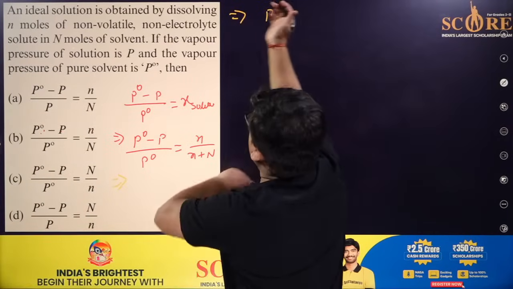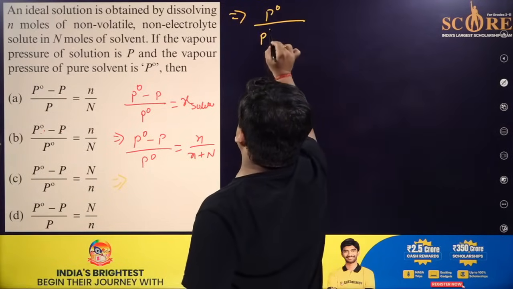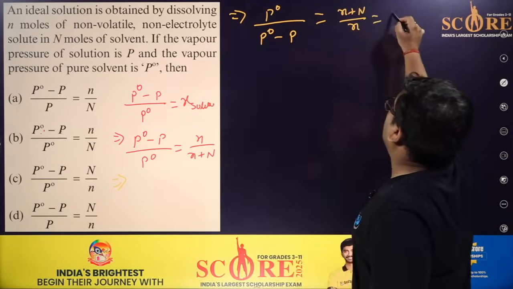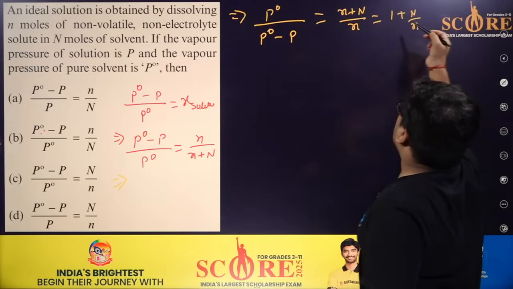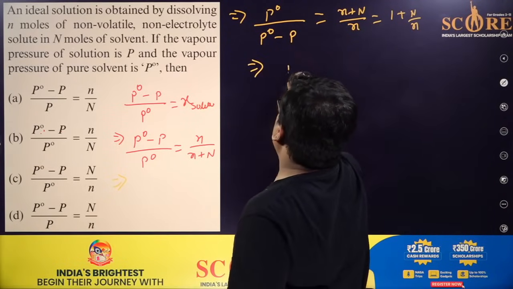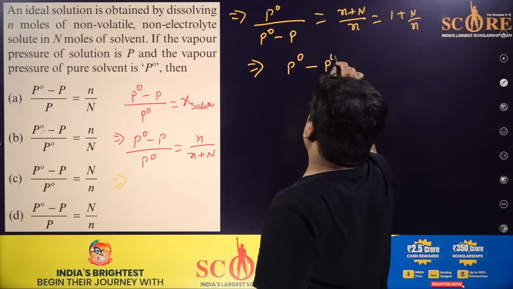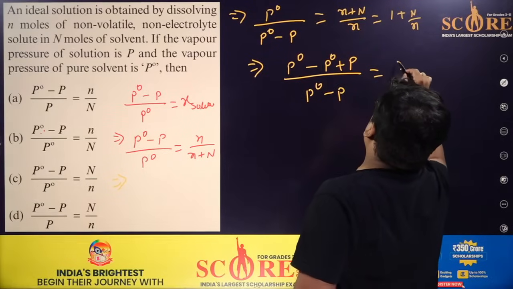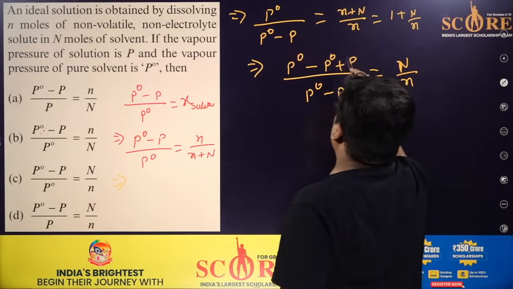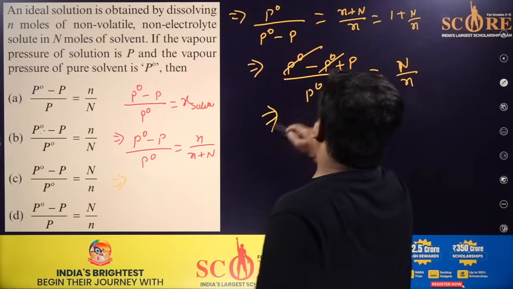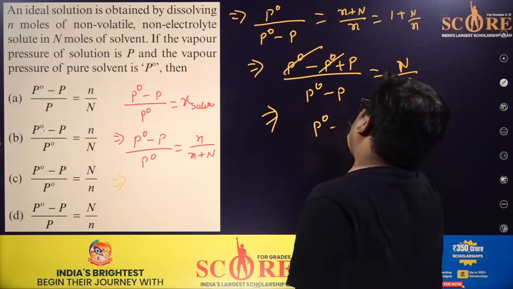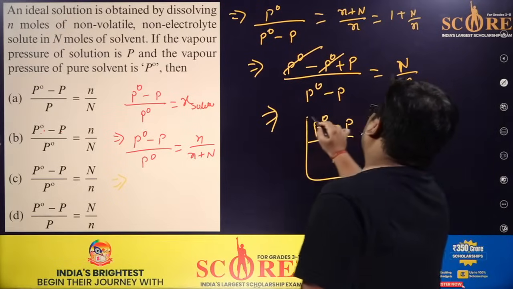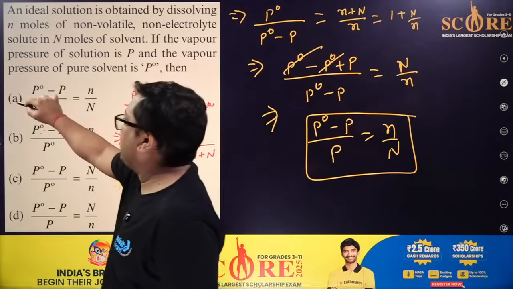So just change it. It will become P naught minus P by P naught is equal to n by n plus N, so P naught by P naught minus P is equal to n plus N by n. So we can write 1 plus N by n, taking minus 1 to this side. This will become P naught minus P naught plus P, by P naught minus P, is capital N by small n. So P naught cancels out. Now change it: P naught minus P by P is n by capital N. This is the universal formula. So the answer is A actually.